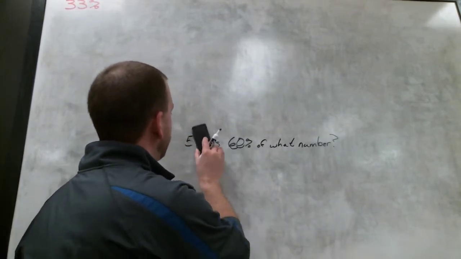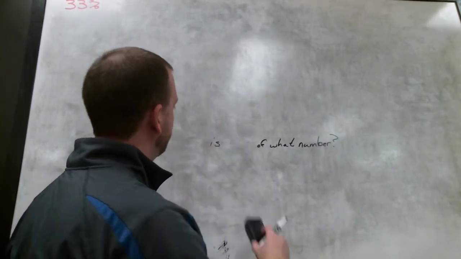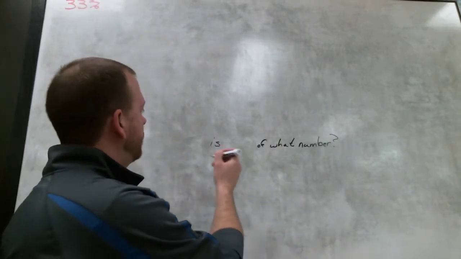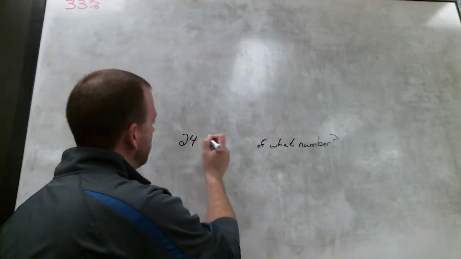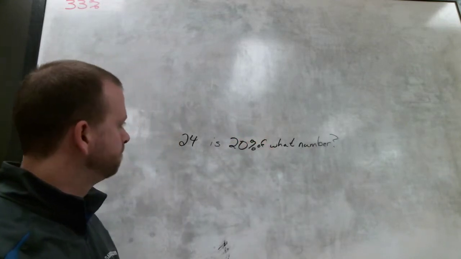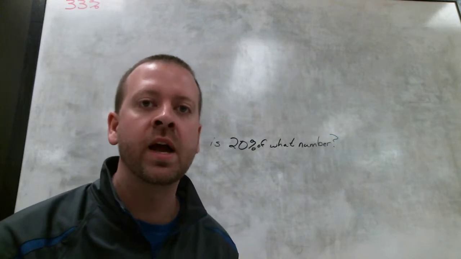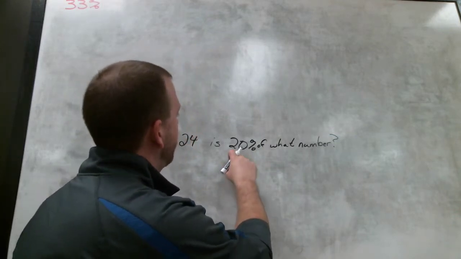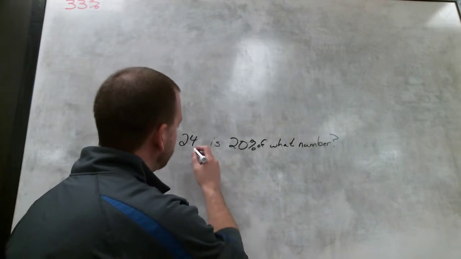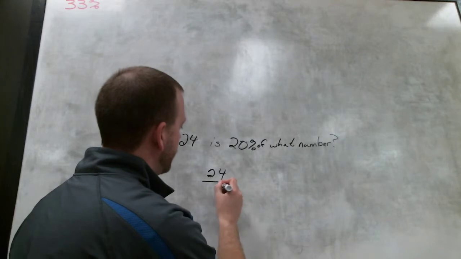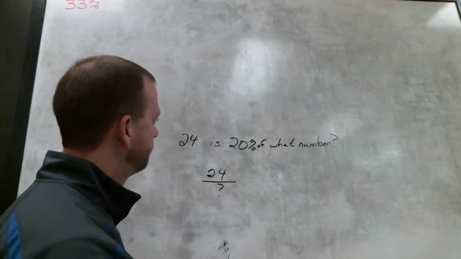Let's do one more example using both, and then we'll be done. Okay, so let's go with 24 is 20% of what number? Okay, so let's do the algebraic way first, the first way I showed you. And I know that 24 is 20% of something. I don't know what that number is, okay?